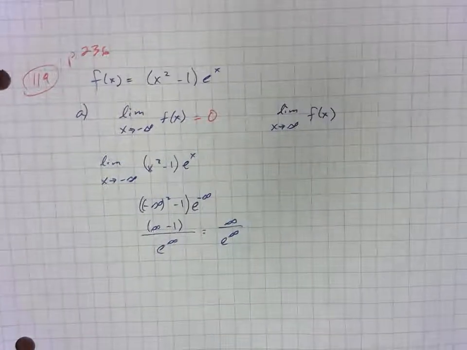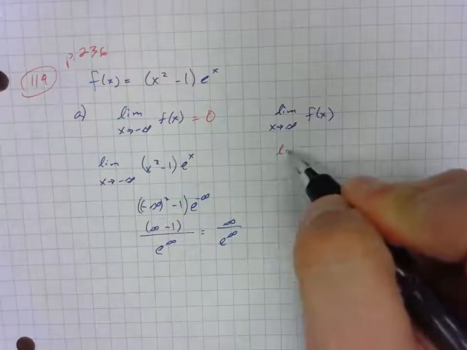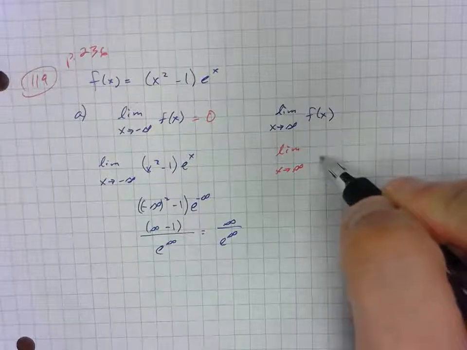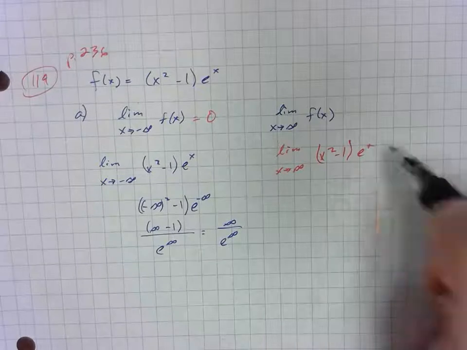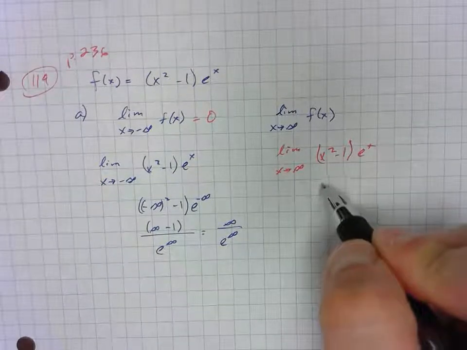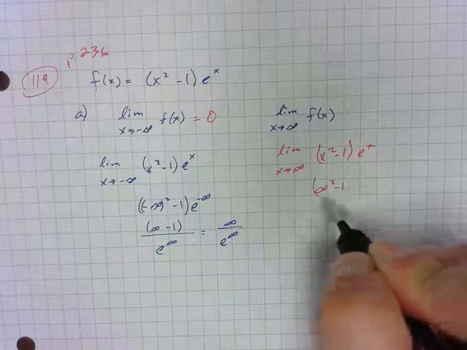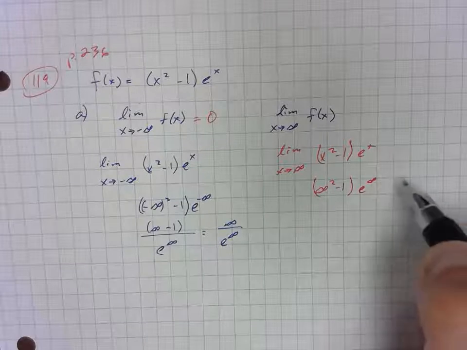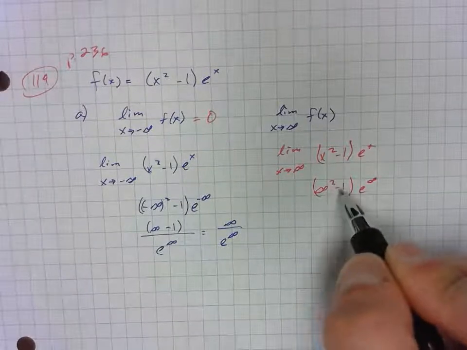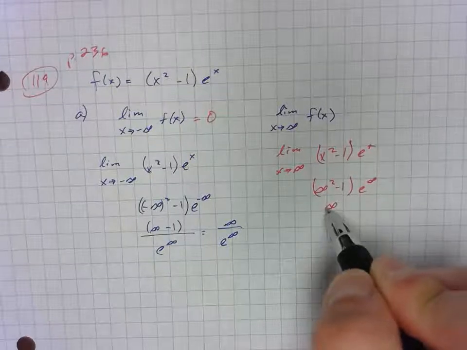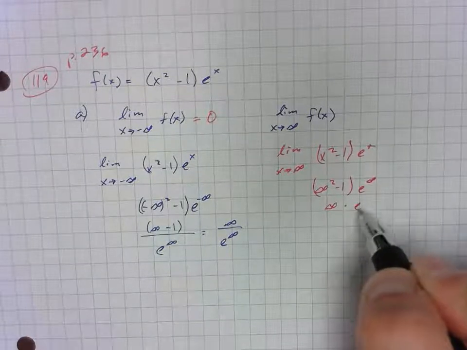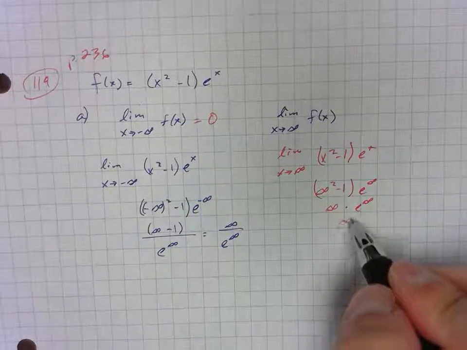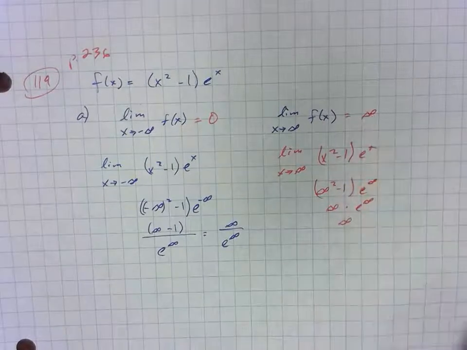Now for the other one, if we were to write this out as the limit as x approaches infinity of, instead of f of x, it's x squared minus 1 times e to the x, and let's plug in infinity. So we get infinity squared minus 1 times e to the power of infinity. Here it's not negative. So now infinity squared minus 1, well, that's just infinity, and then times e to the power of infinity, that's just going to be infinity. It's just going to be a big number. So this limit is infinity.